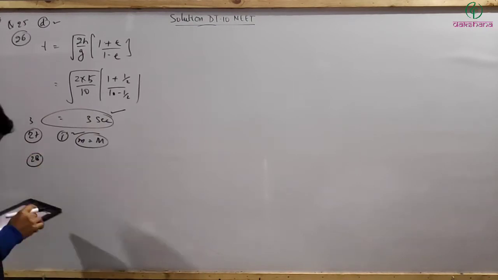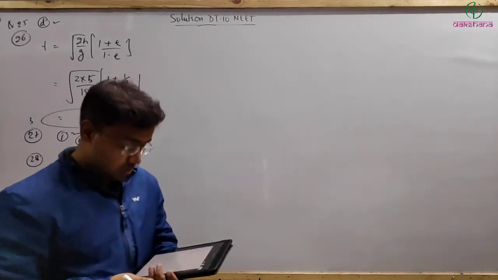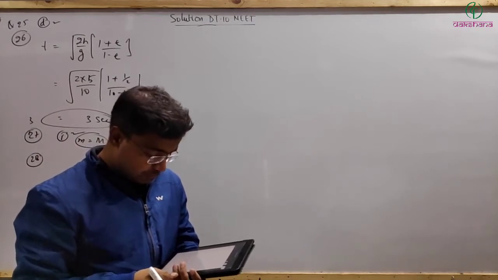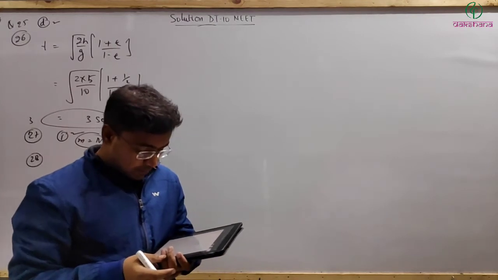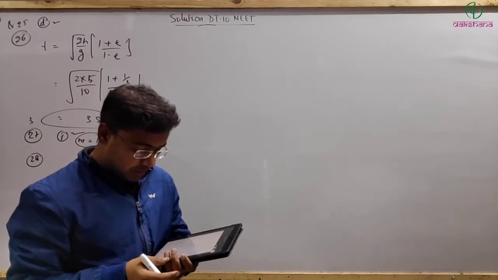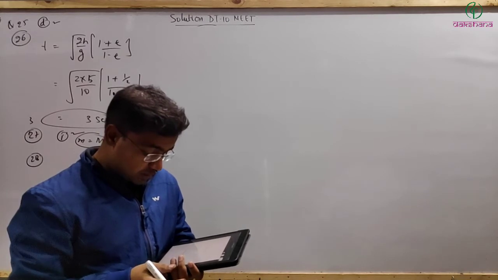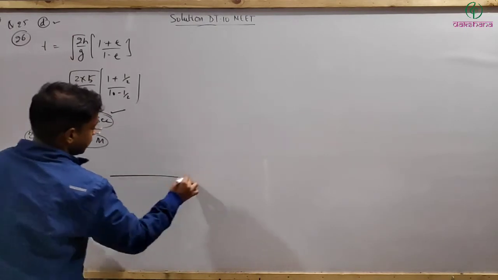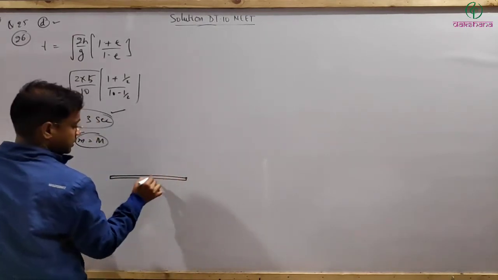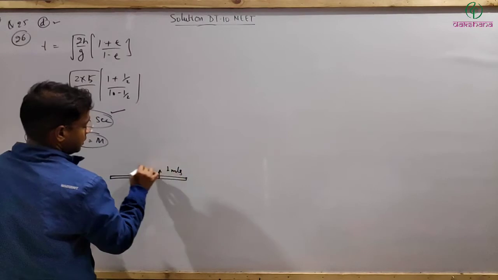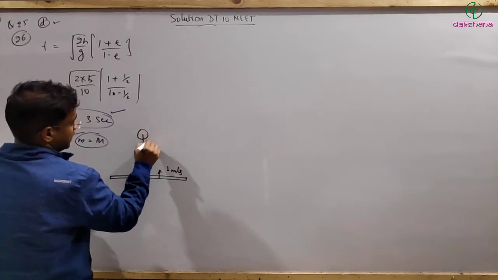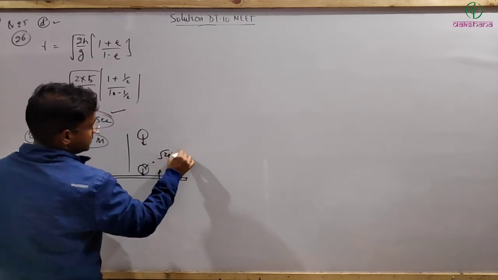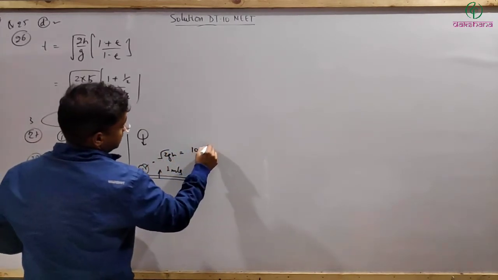Next, 28. A ball falls from height 5 meter and strikes the roof of a lift. If at the time of the collision the lift is moving upward with the velocity of 1 meter per second, then the velocity with which the ball rebounds after collision. So understand it like this: a heavy object, the roof top, is moving with velocity 1 meter per second, and the ball is falling from height of 5 meters, so its speed just before collision will be under root 2gh, that will be equal to 10 meter per second.